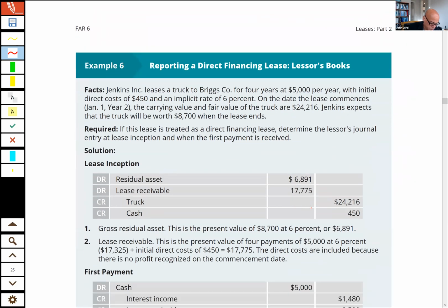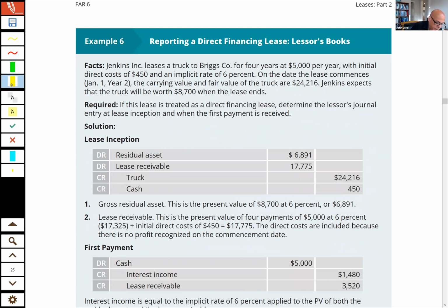Okay, so let's just look at the numeric example. Again, I don't care for journal entries without numbers, but let's take a look at this one. Jenkins leases a truck to Biggs for 4 years, $5,000 per year, with an initial direct cost of $450. On the date the lease commences, the carrying value and fair value of the asset are the same, so there's no gain there. Jenkins expects the truck will be worth $8,700 at the end of this lease. So we set up the present value of the lease payments and the present value of the residual value. We credit the truck for $24,216, and we credit the cash, of course, because we're paying the cash.